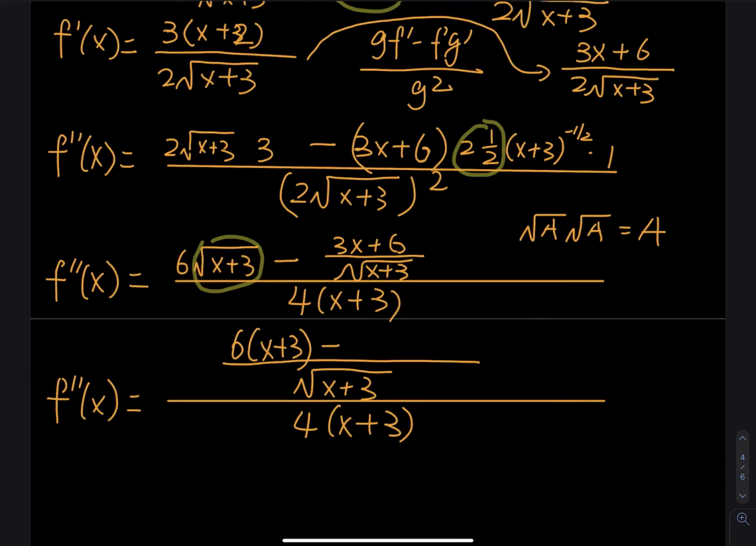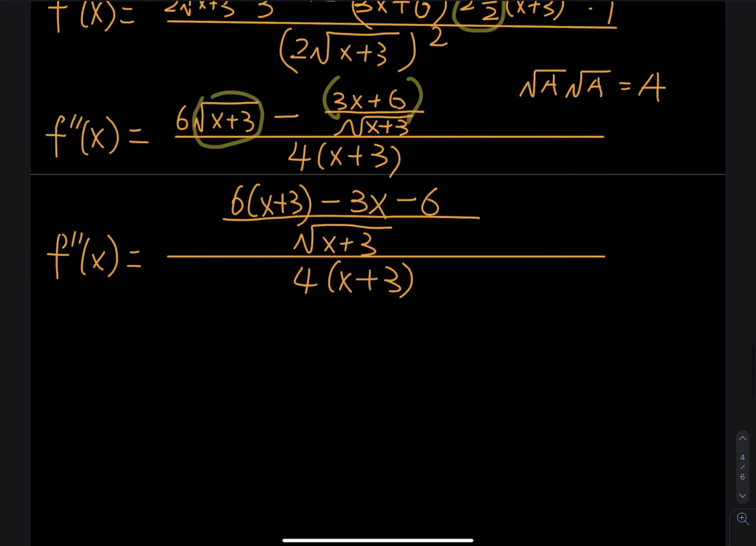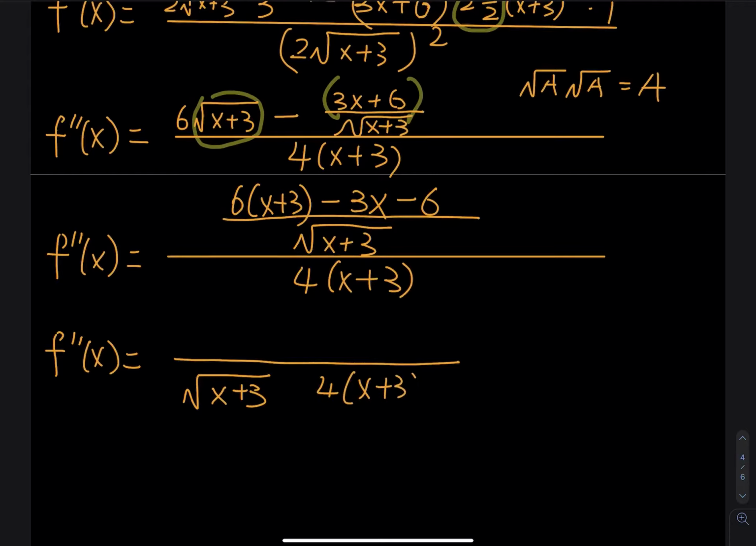you have a 3x plus 6, but I want to remind you that you are subtracting the whole thing. That means you have to distribute the minus to the 3x and the 6. Then you have a minus 3x and then a minus 6. And then you bring the square root to the denominator. So f double prime of x is equal to, you bring the square root to the denominator, and then you have a 4 times x plus 3. The top you have 6x minus 3x, so you have a 3x, and then you have 18 minus 6, you have a 12. So that is the factored form, that is the simplest form of the second derivative.